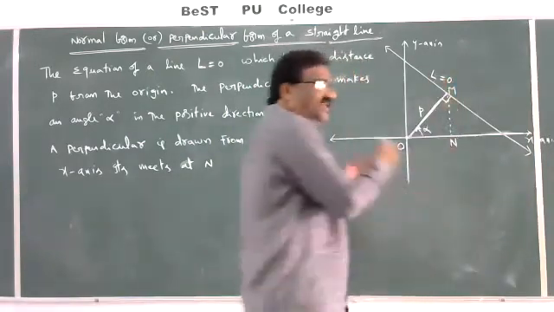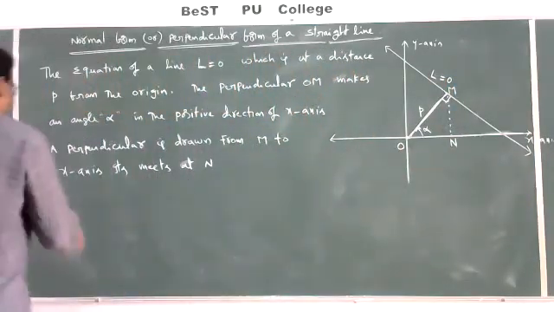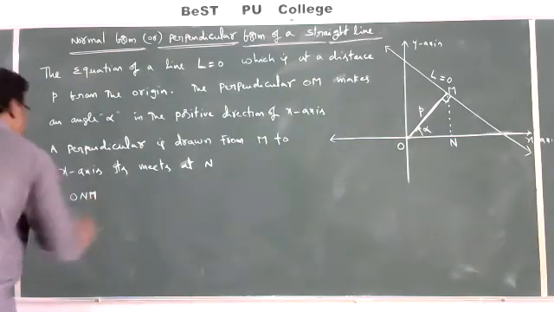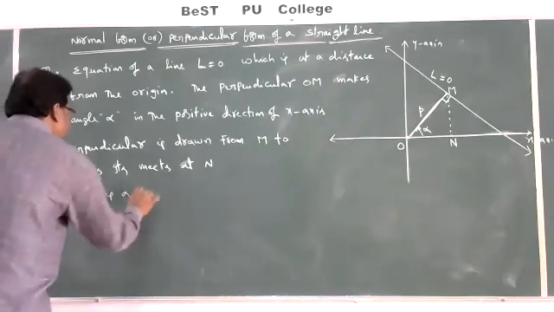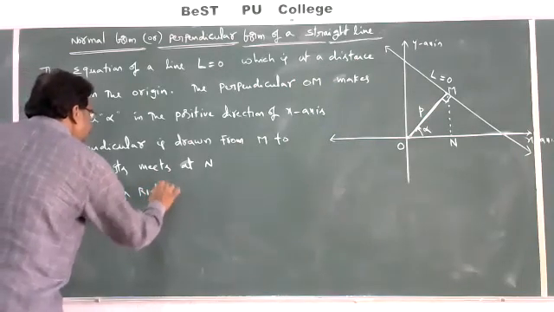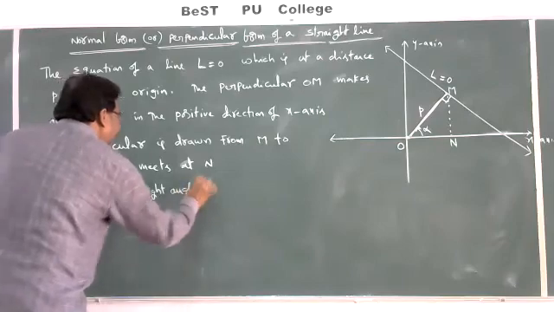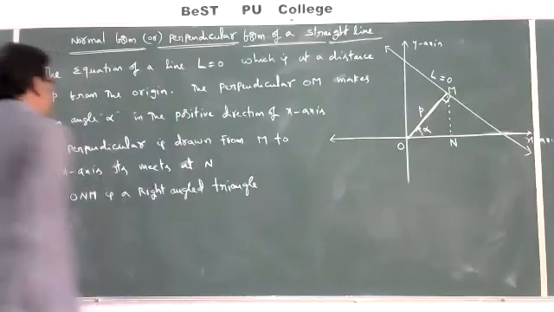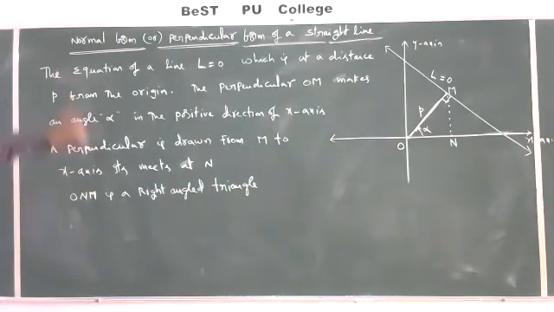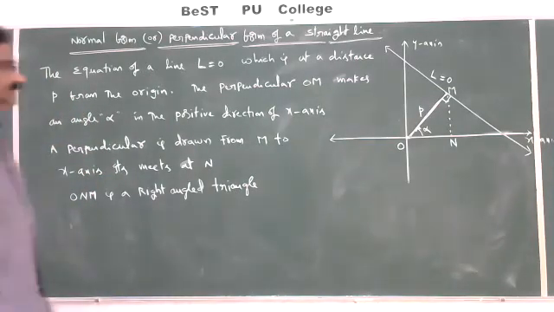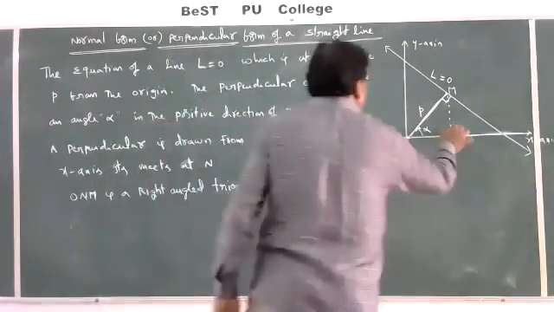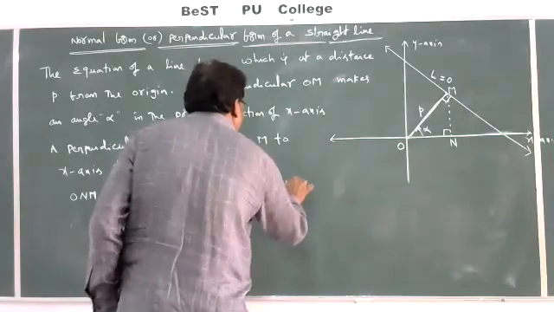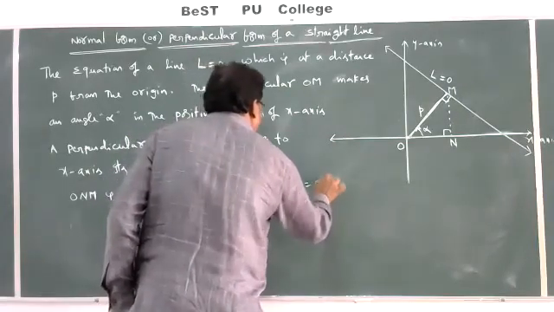ONM is a right angled triangle. ONM is a right angled triangle. That is here right angle. Angle ONM is equal to 90 degrees.